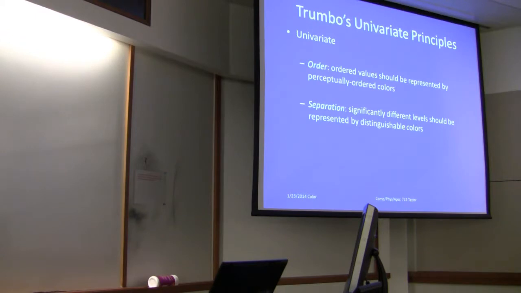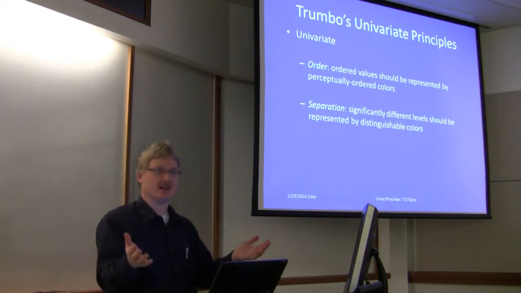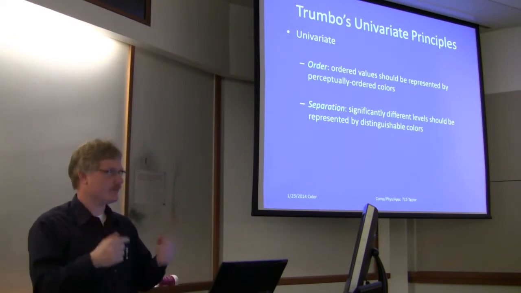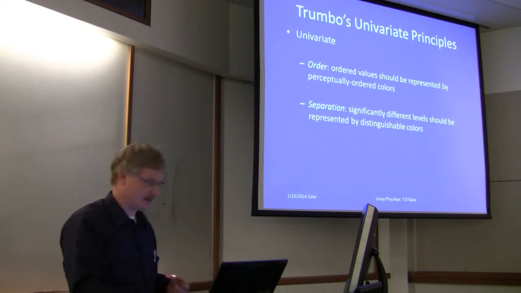So these are 2 useful features to have for color maps. Order means you look at it and you know which end is high and which end is low, or at least which are at the opposite ends, without having to do some thinking about it. The other is separation. You can see different levels distinctly.